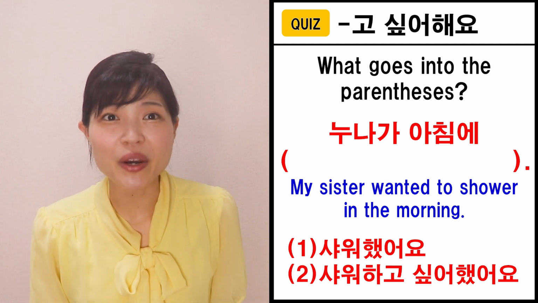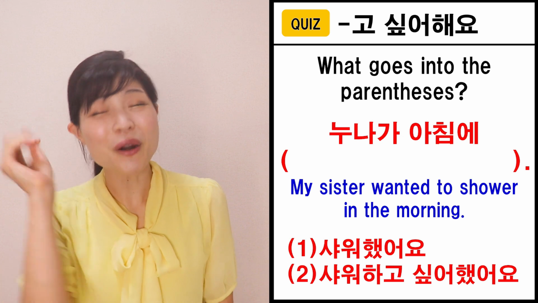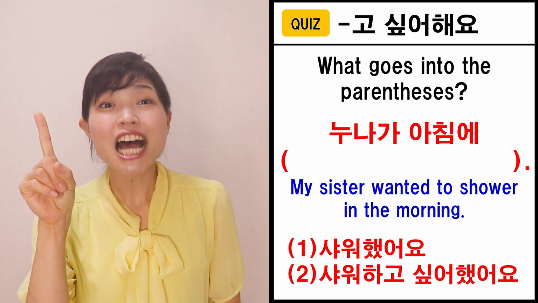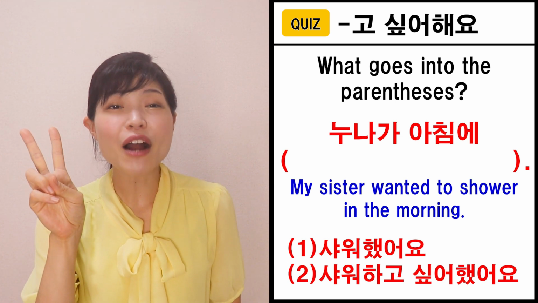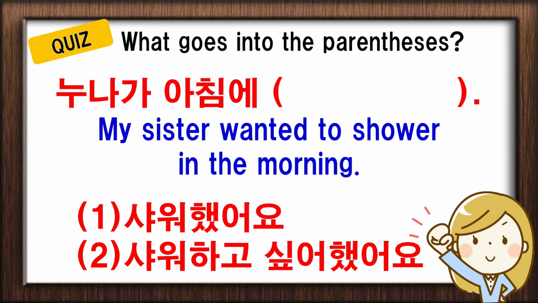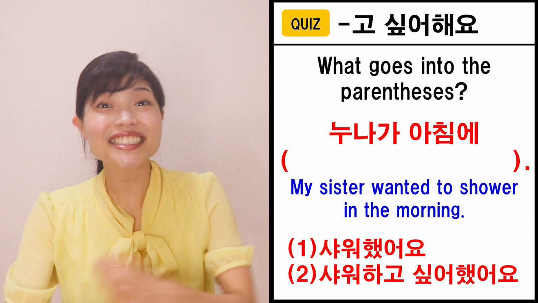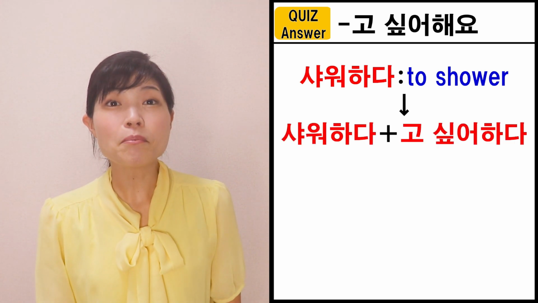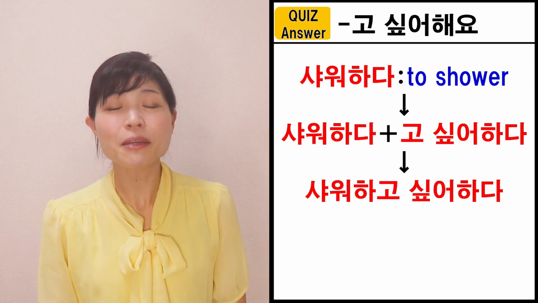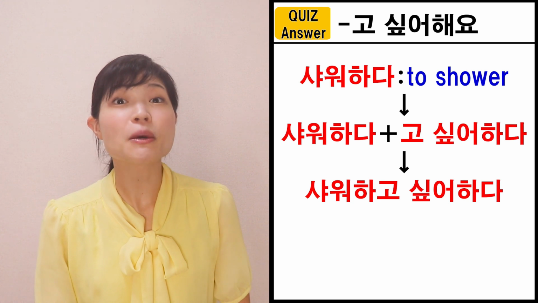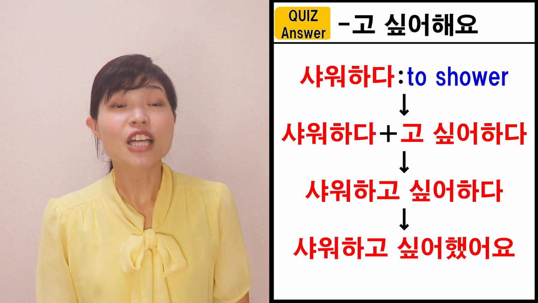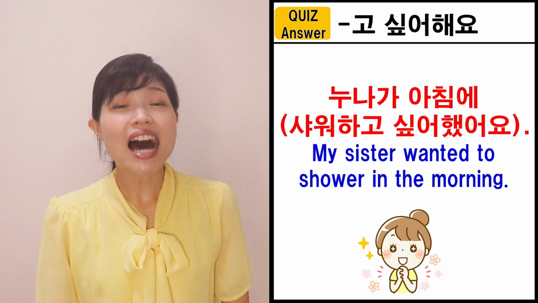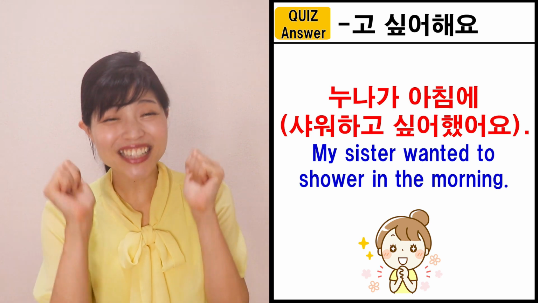Quiz! Let's take another short quiz to check what we have learned so far. What goes into the parentheses? 누나가 아침에. My sister wanted to shower in the morning. Number 1, 샤워했어요. Number 2, 샤워하고 싶어했어요. The answer is number 2. 샤워하다, to shower, is the dictionary form, right? You add 고 싶어하다 to the stem to make 샤워하고 싶어하다. After that, you can make the polite form of the past tense, which is 싶어했어요. So it becomes 샤워하고 싶어했어요. The whole sentence would be 누나가 아침에 샤워하고 싶어했어요. Okay?